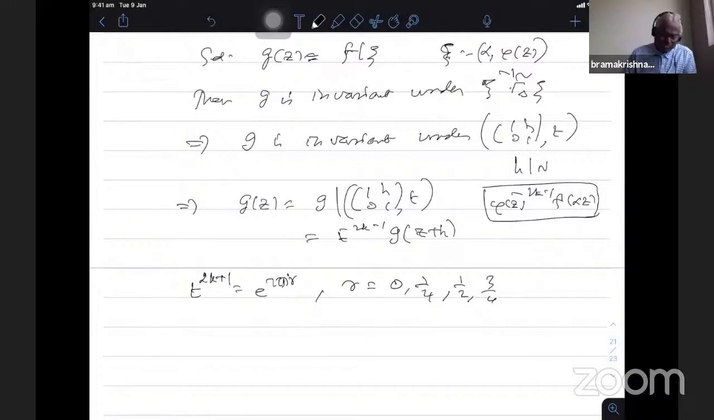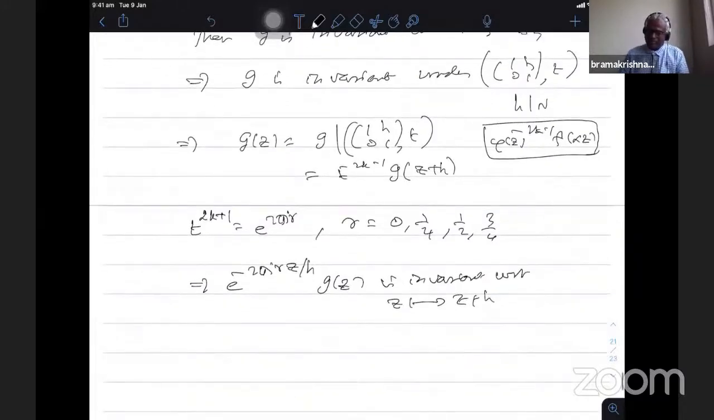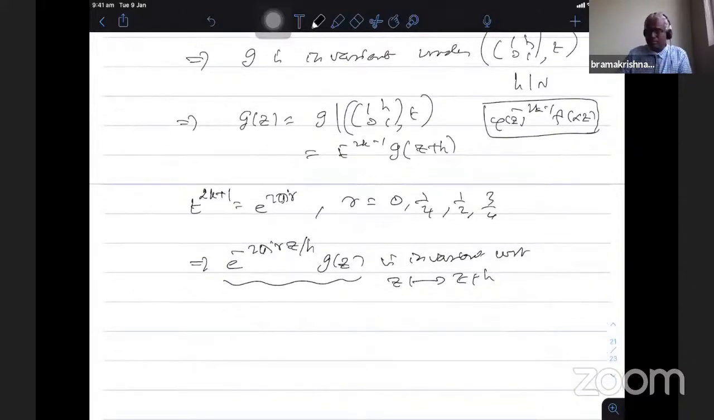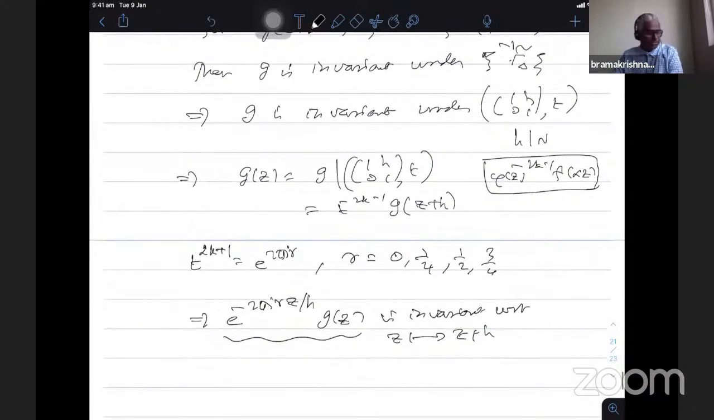This implies that e to the power minus 2 pi i r times z by h, times G of z, is invariant with respect to z going to z plus h. I am just introducing this r by h because of this relation; this particular product is invariant under z going to z plus h. Therefore, this function admits the Fourier expansion, the Laurent expansion. Then we discuss the meromorphicity of f in terms of the expansion of this particular function.